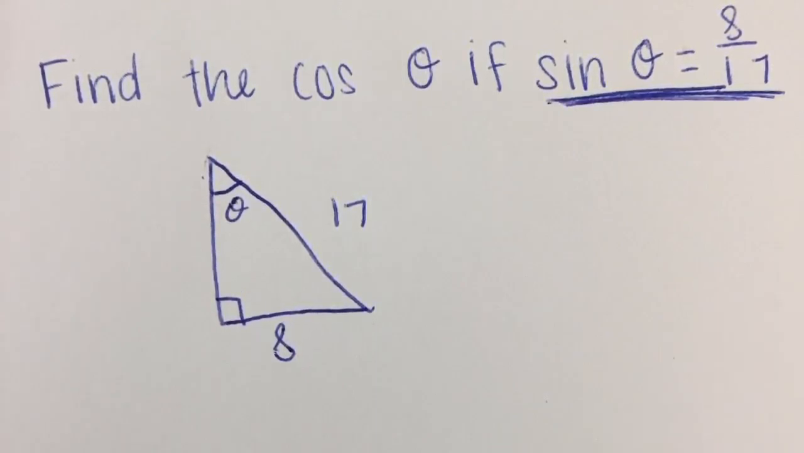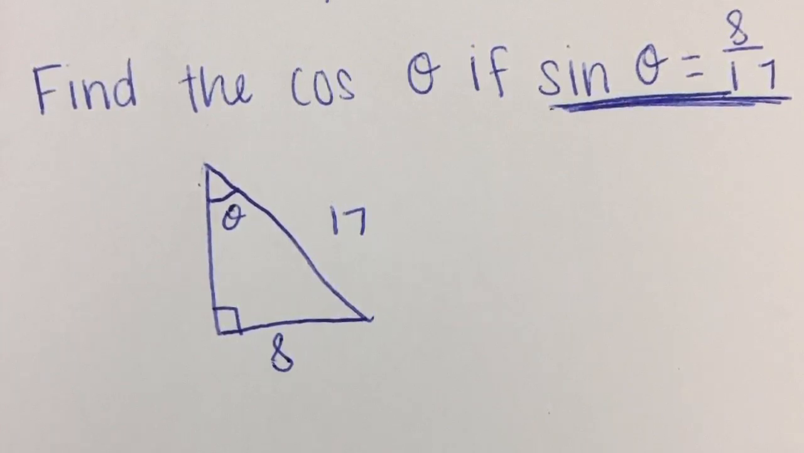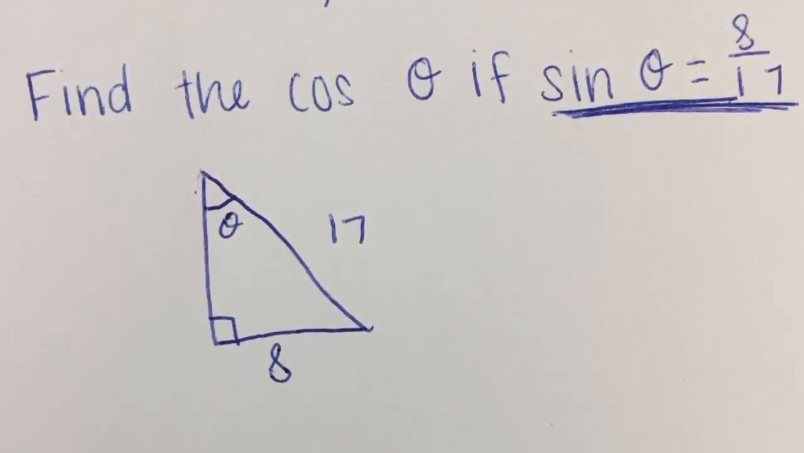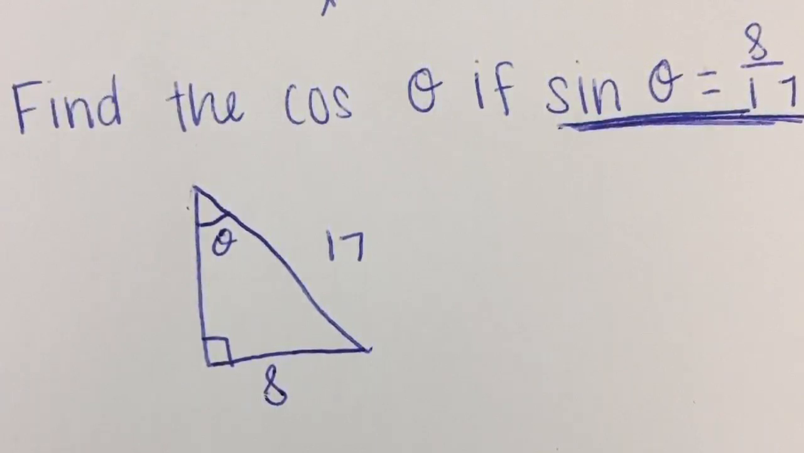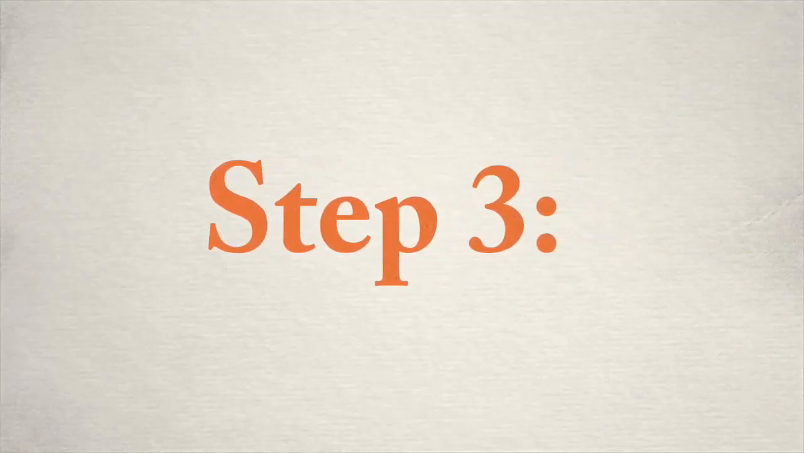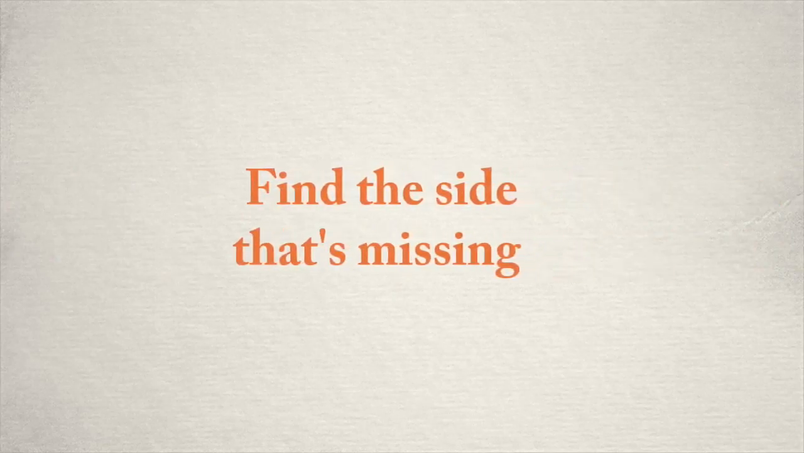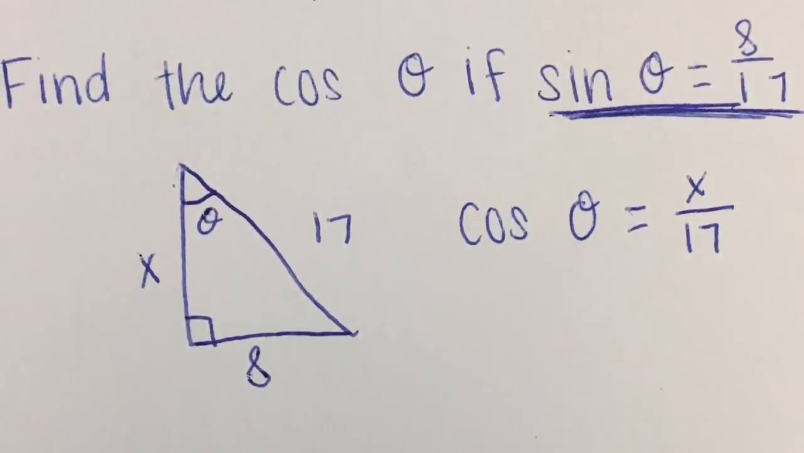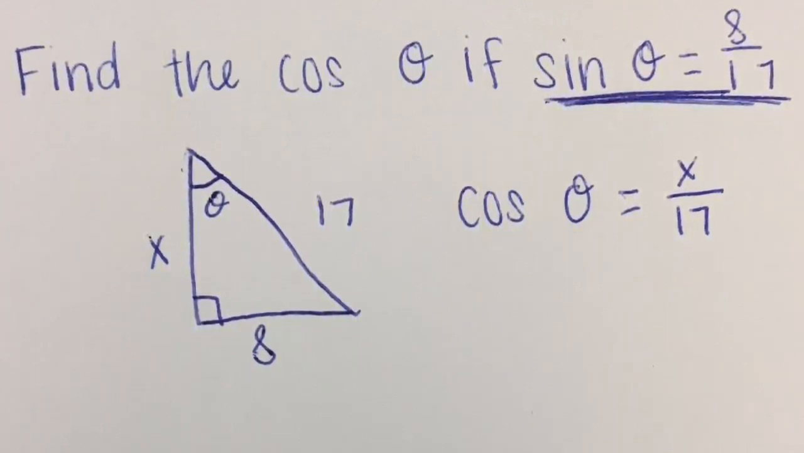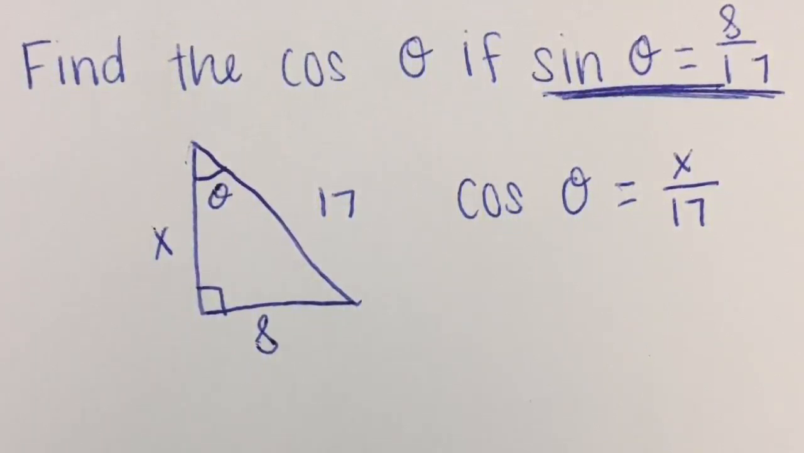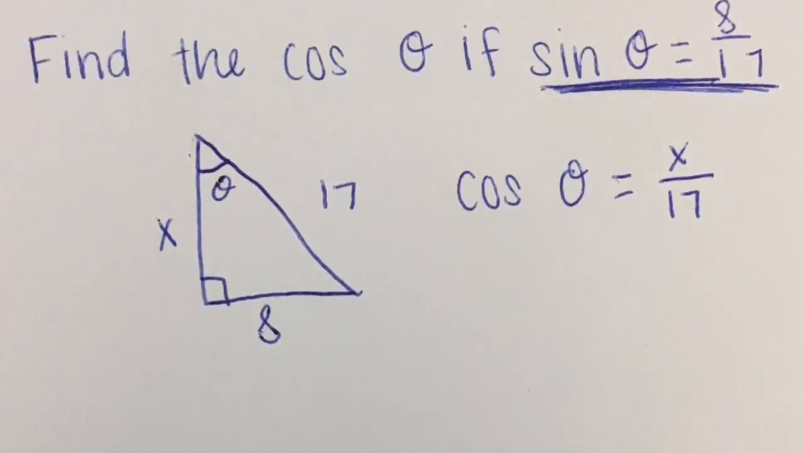So it says sin theta equals 8 over 17, so that means the opposite side would equal 8, and then the hypotenuse would equal 17. So you have 8 over 17, so you know those, and now you're trying to find the cosine of theta, so it would be adjacent over hypotenuse, so it would be x over 17 because you don't know what x is yet.